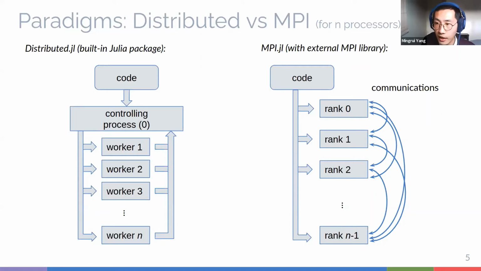As for MPI, we know that your code is essentially executed in n number of ranks. Sort of n identical copies of your code are running at the same time in parallel, with communications in between all these ranks.